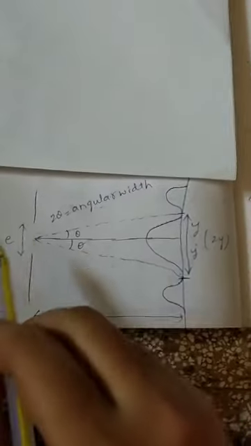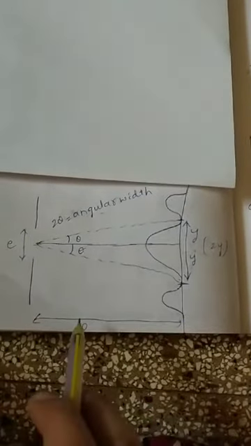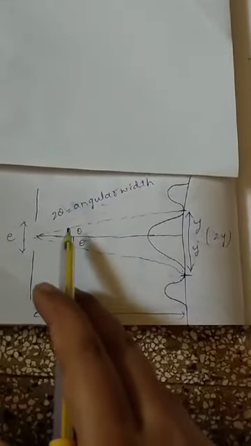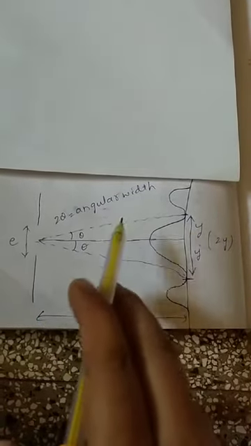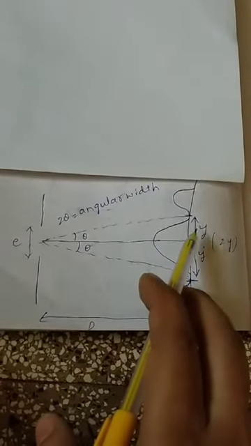Also from the figure, if I call the distance from slit to screen as d, then what is tan theta? Tan theta is equal to opposite by adjacent. Therefore I can write this as y by d. So from the figure, tan theta can be written as y by d.